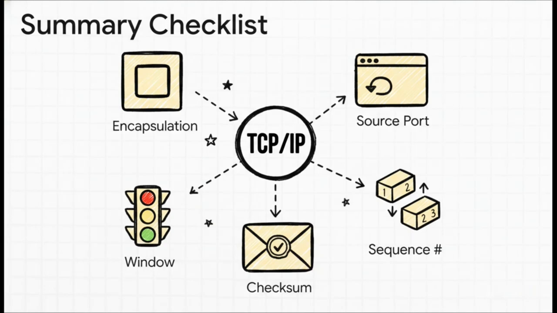We saw how encapsulation wraps our data up safe and sound inside an IP packet. We learned why the source port is such a critical return address for multitasking. We understood how those sequence numbers turn internet chaos into perfect order. We saw how the window acts as a traffic cop to control the flow. And finally, how the checksum guarantees with certainty that our data arrives completely intact.